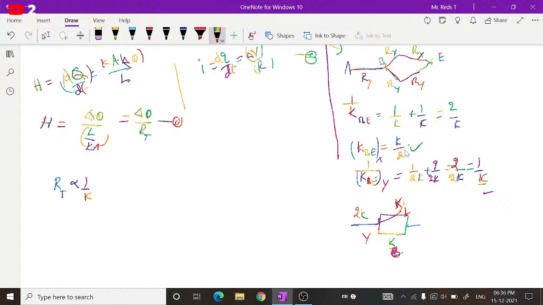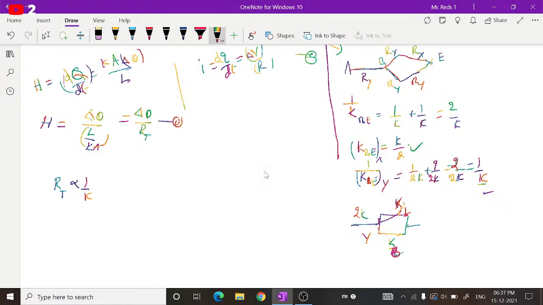The effective will be 1 by K_eff equal to 2 by K, so it is K by 2 only. For these two rods, it is 1 by K_eff equal to 1 by K, so the effective of these two is K only, because you have to consider the parallel combination in the case of thermal conductivity.